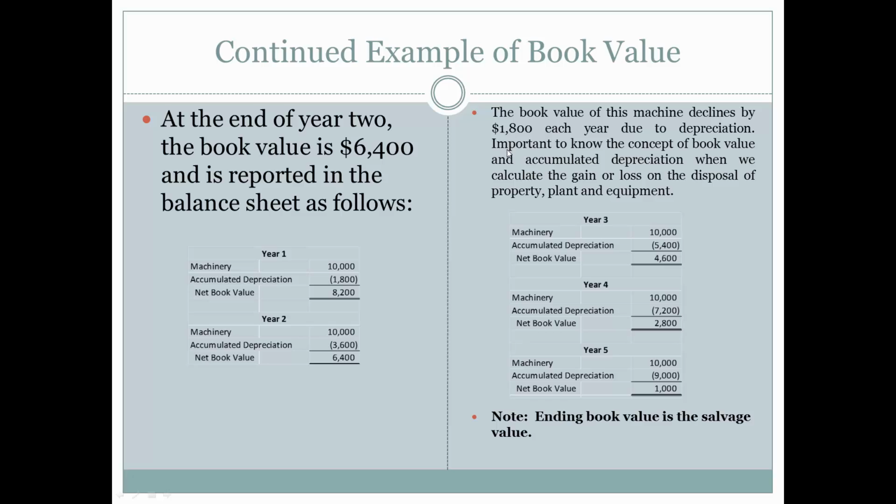It's important to know the concept of book value and accumulated depreciation when we calculate gains or loss on the disposal of property, plant, and equipment. And also, it will be important when we calculate double declining balance depreciation. So let's look at the book value at the end of year three after we've depreciated it for 3 full years, book value at the end of year four, and book value at the end of year five. Now, an important thing to notice here is the net book value after it's been fully depreciated is salvage value. So the book value will always come down to salvage value.